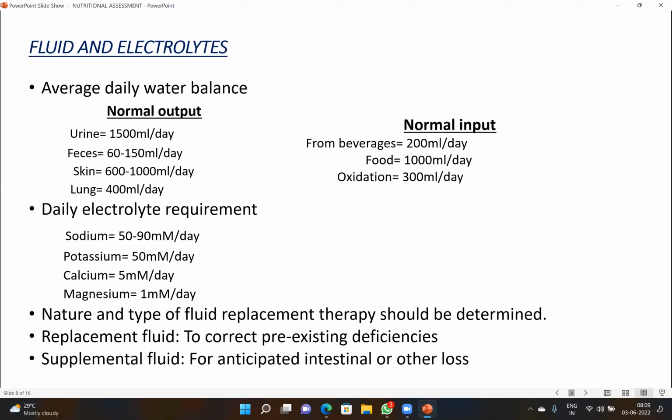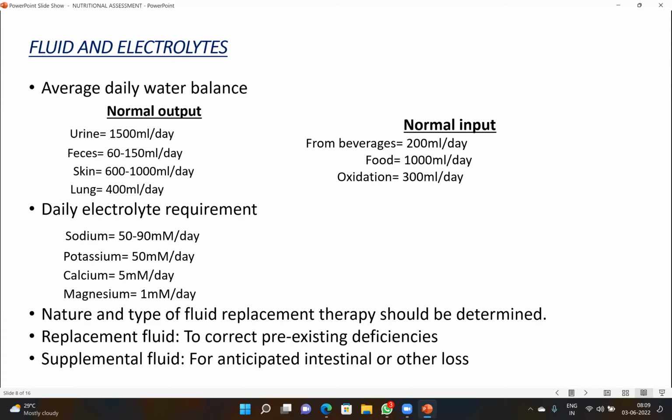Urine is 1500 ml per day, approximately 100 ml per day through feces, and approximately 900 ml per day insensible loss occurs through skin and lung. Normally we take from beverages and water 200 ml of water per day. Through food we take 1000 ml, and through fat oxidation we take 300 ml of water.